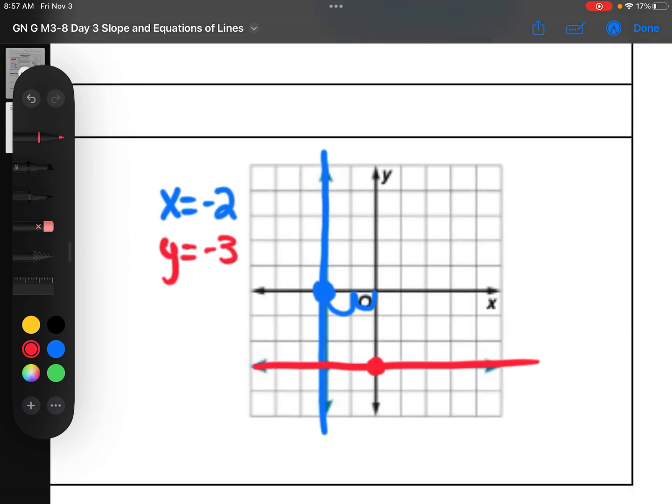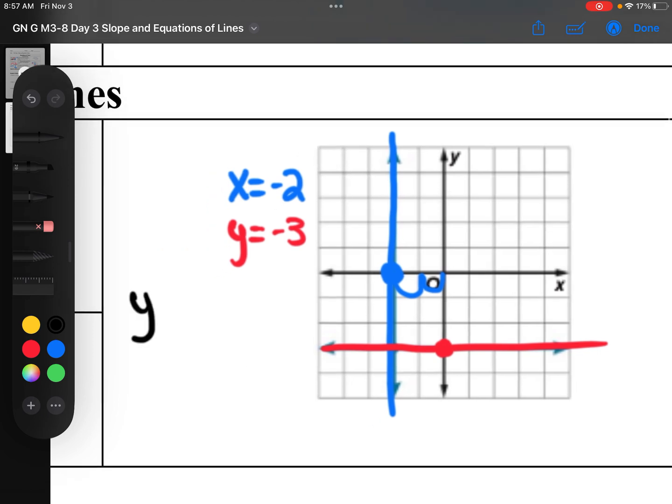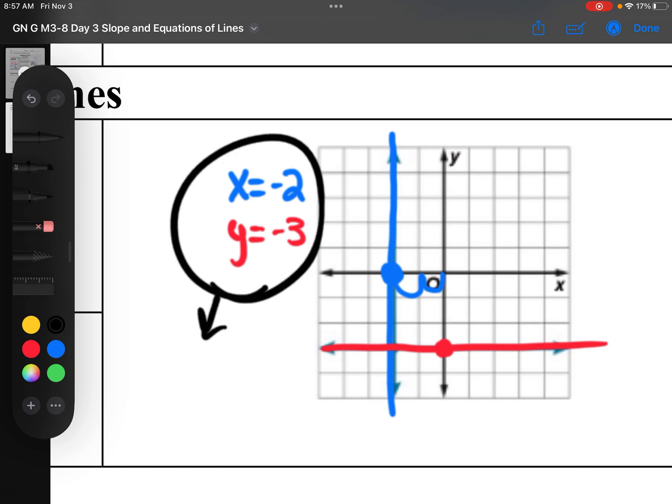Since there's no defined slope, if we write it in y equals mx plus b, okay, it can't be written like that because there's no slope. There's no m here. So that's why that equation looks like this. This equation doesn't even have a y, so that's why it's not even in y equals mx plus b. The big thing to know about these is these two lines are perpendicular. So right here, they form a 90-degree angle just by definition.